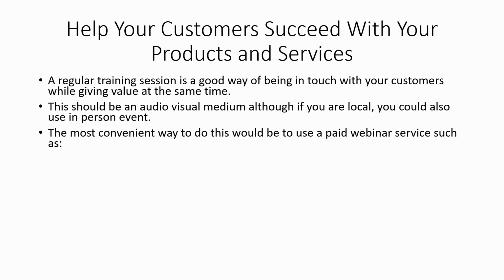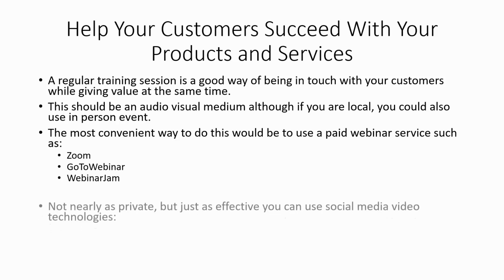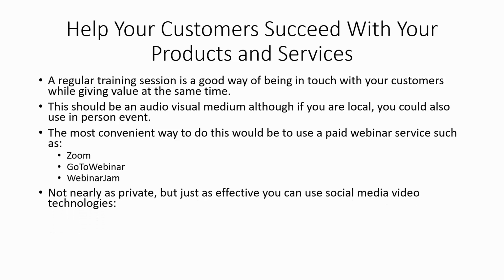The most convenient way to do this is to use some kind of paid webinar service like Zoom or GoToWebinar, right? Maybe you've got Webinar Jam, but some kind of webinar service is typically going to be the best way of making sure that you've got a private audience, right? That everything that you produce doesn't necessarily get shown to everybody. Now if you don't have any of those things and you don't want to buy it, there are things that are going to be less private.